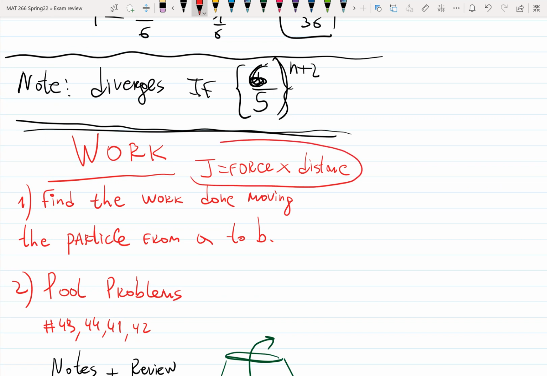And basically check the problems of find the work done by moving the particle from A to B from the review and from the notes, I guess, also good. And the pool problem, that's actually good enough. So very typical shape. Don't check any awkward shapes, no similar triangles and stuff. And you will be ready.